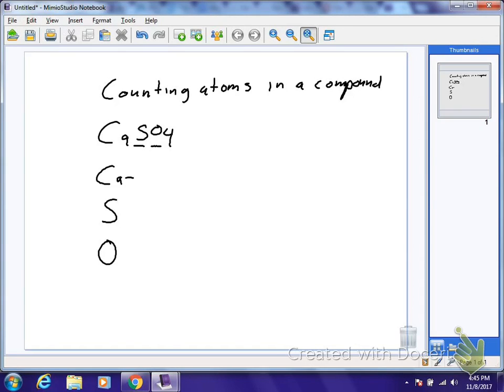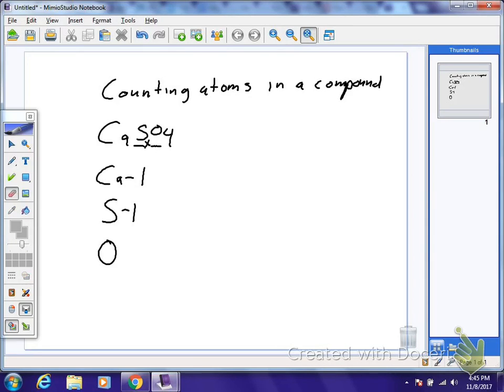So when we count calcium, there's 1 listed. When we count sulfur, there's only 1 listed. If there was a number as a subscript behind sulfur at this spot that was like a 2, then we would count it as 2. But there's no number in that position, so we're just going to count it as 1. And then since oxygen has a 4 behind it, that would represent 4 of them. So that was how you count the atoms in that particular compound.